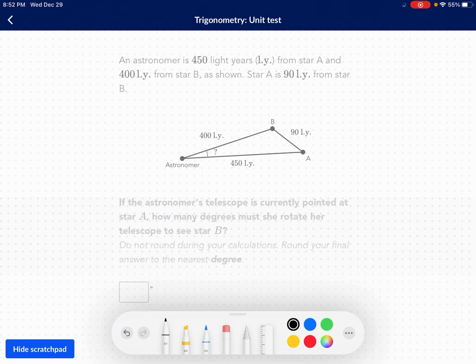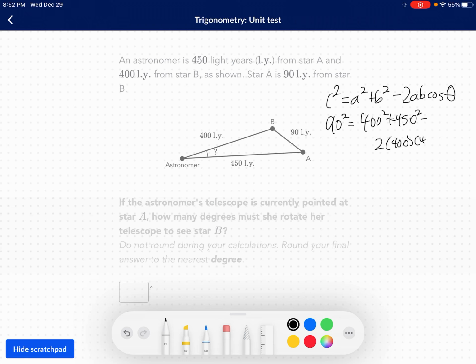Oh, wait, this looks like a law of cosines question. Oh, I need to set my calculator in degree mode too. Alright, so c squared equals a squared plus b squared minus 2ab cosine of theta. Substituting everything, the c is the opposite of theta. So 90 squared equals 400 squared plus 450 squared minus 2 times 400 times 450 cosine of theta. So we just solve.